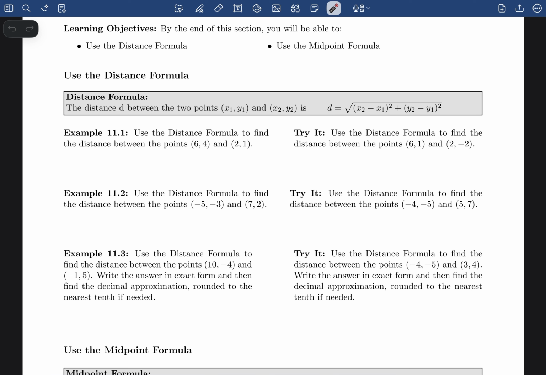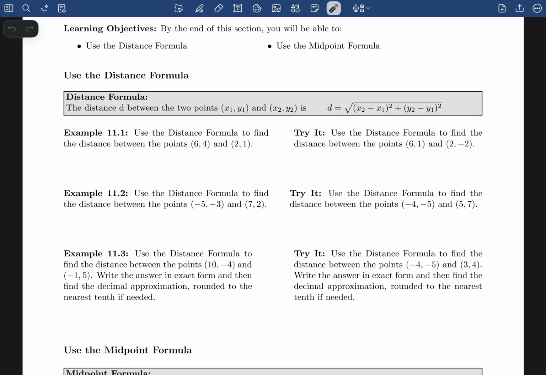Great. So the distance formula is a formula that allows me to find the distance between any 2 points in space, right? So how far apart are 2 points in space? The distance d between the 2 points x1 comma y1 and x2 comma y2 is d equals the square root of x2 minus x1 squared plus y2 minus y1 squared.